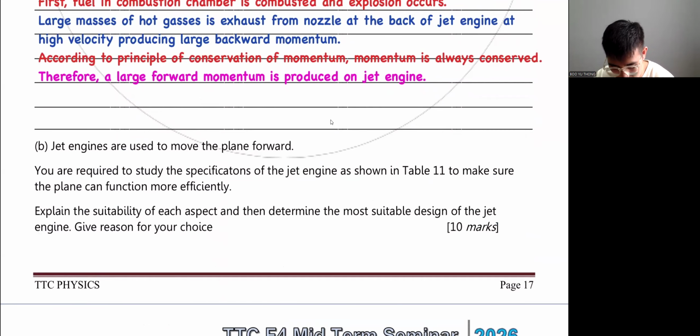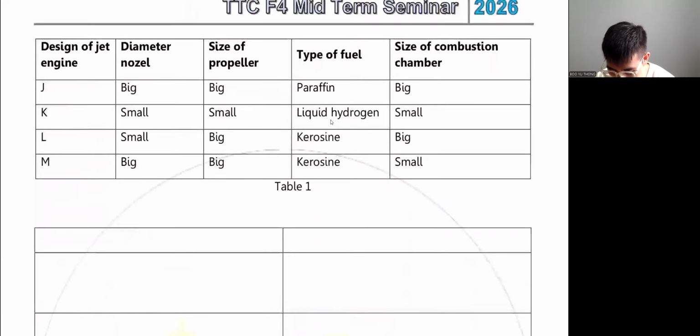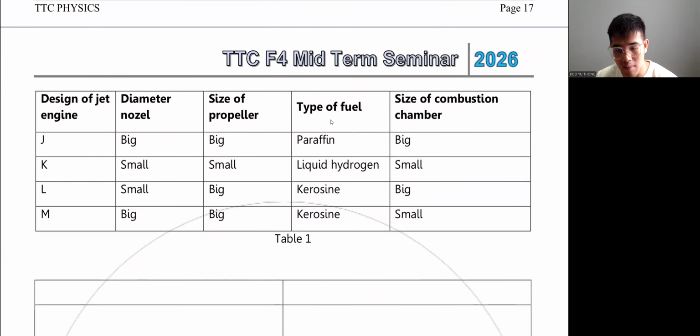Now, they want you to treat yourself as an expert. So this is what you have to do. Think and imagine yourself as an expert. Then you have to study the characteristics of the jet engine, and you have to modify them. So pick the best characteristics of the jet engine so that the plane can function more efficiently by looking at table 11. Now, here comes the essay question.